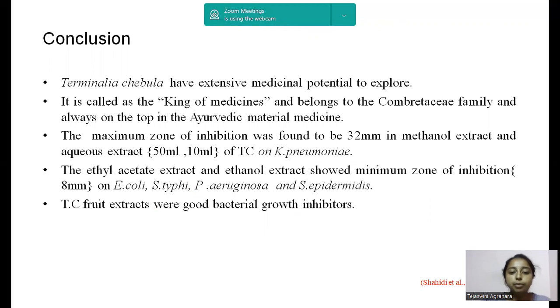The maximum zone of inhibition was found to be 32 mm in methanol extract and aqueous extract of 50 mg and 10 mg of TC on pneumonia. And the ethyl acetate extract and ethanol extract showed minimum zone of inhibition of 8 mm on E. coli, S. typhi, P. aeruginosa, and S. epidermidis. And TC fruit extracts were good bacterial growth inhibitors.